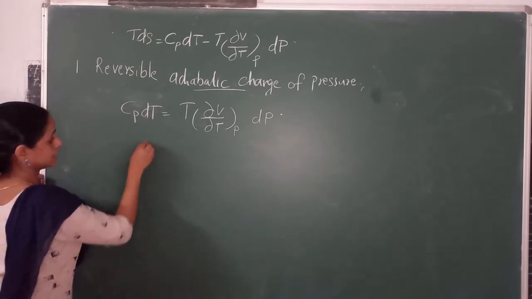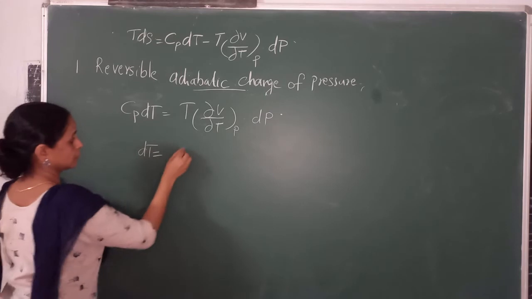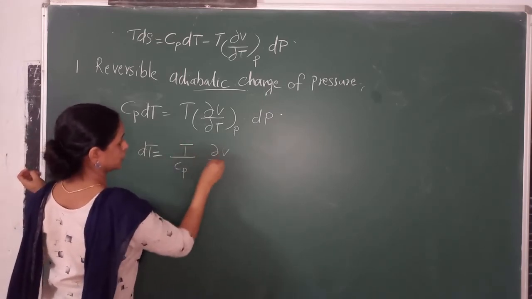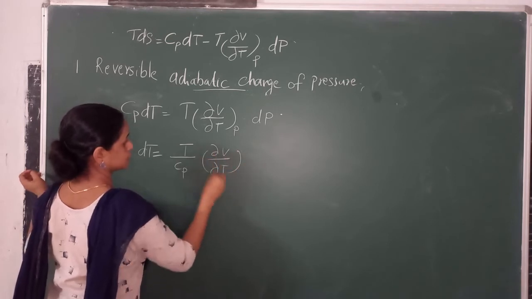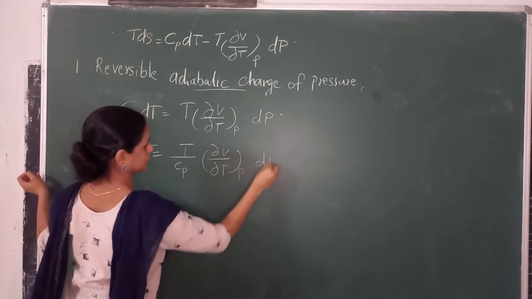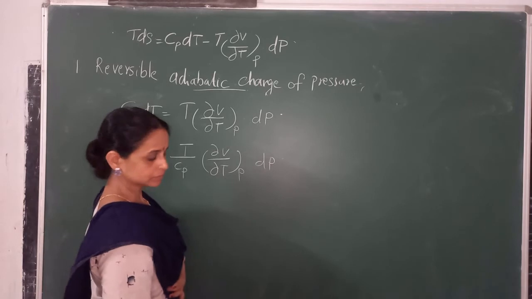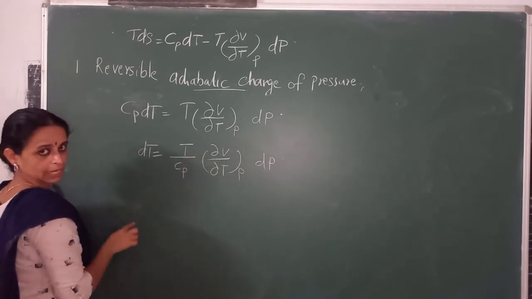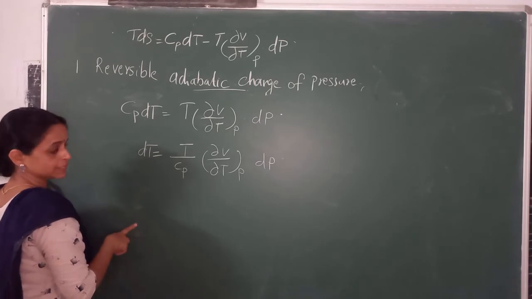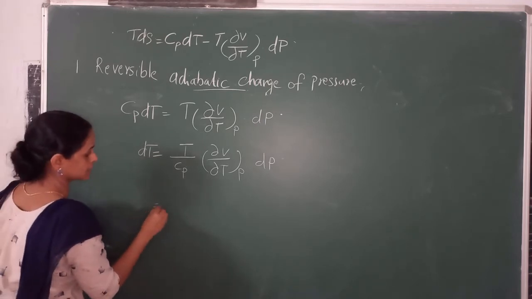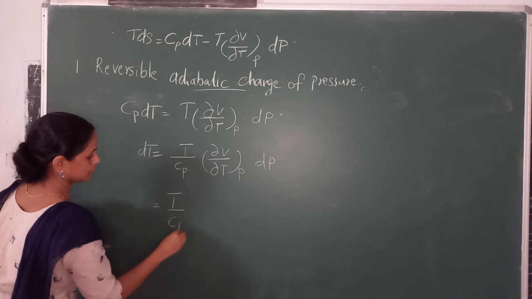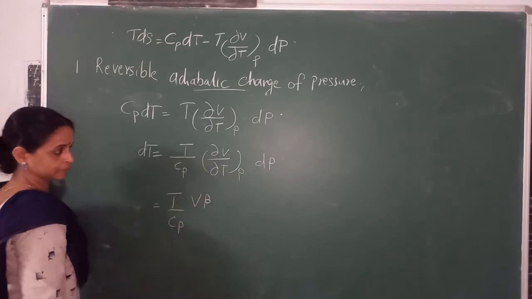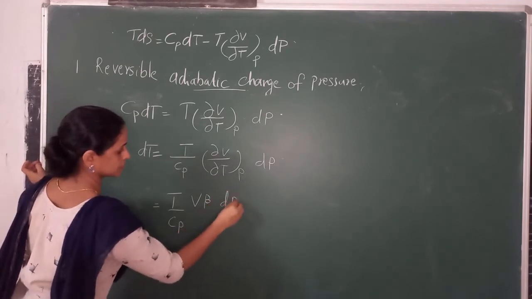That is dT equal to (1/Cp) into (∂V/∂T) at constant P into dP. So here also we can replace this quantity by the volume expansivity, that is beta, as T by Cp. This can be written as V into beta into dP.